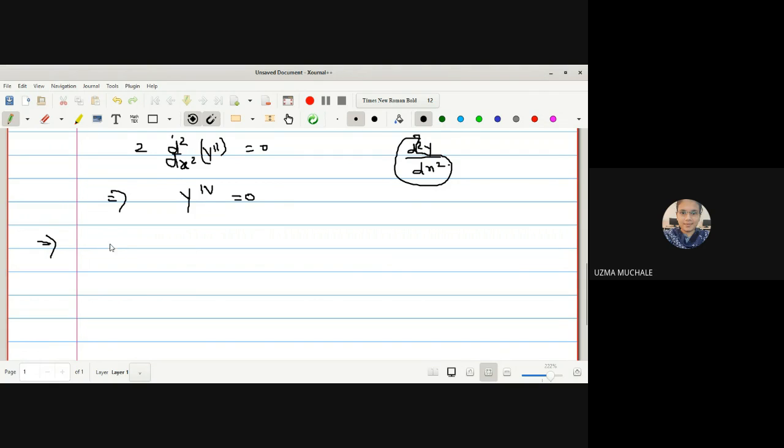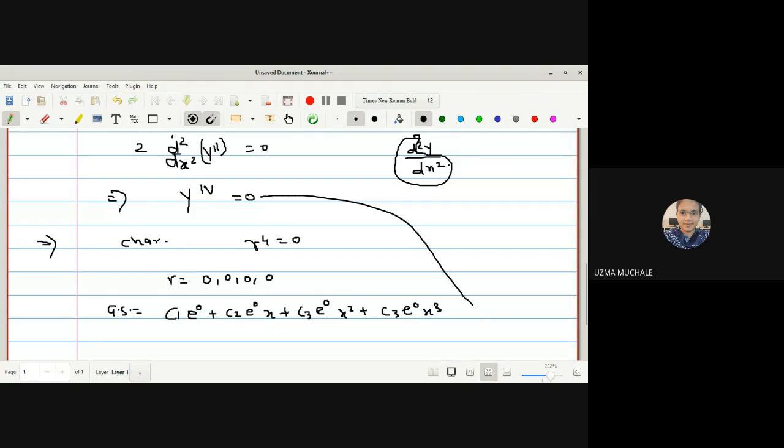So our corresponding characteristic equation will be r raised to 4 equal to 0. So what are the roots? R equal to 0, 0, 0, 0 are the roots, 4 times. Now what will be the general solution? I can write down the general solution as c1 e raised to 0, plus c2 e raised to 0 x plus c3 e raised to 0 x square plus c4 e raised to 0 x cube.